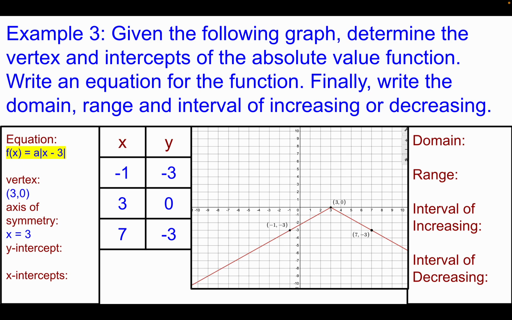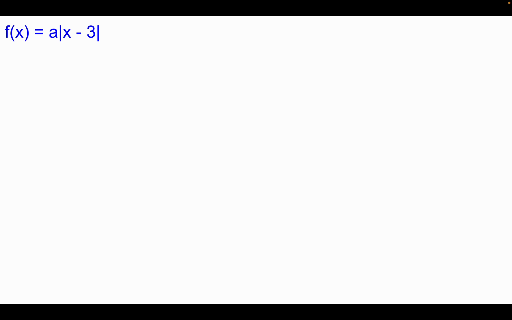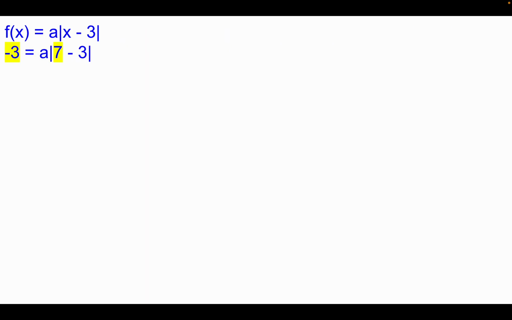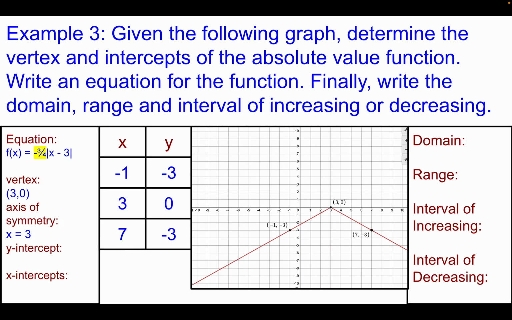Okay, now I'm going to take my equation. And then what I'm going to do with my equation is plug in another point that the graph goes through. I have to pick a point besides the vertex, because that won't work because I used the vertex to write the equation. So I'll use 7, negative 3. So I'm going to put in 7 for x and negative 3 for y. Now what I'm going to do is solve for a. 7 minus 3 is 4. The absolute value of 4 is 4. I'll divide both sides of the equation by 4 and get negative 3/4 equals a. So then I'm going to substitute negative 3/4 for a in my equation.